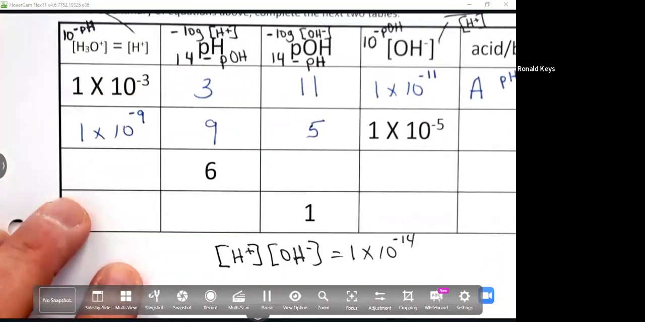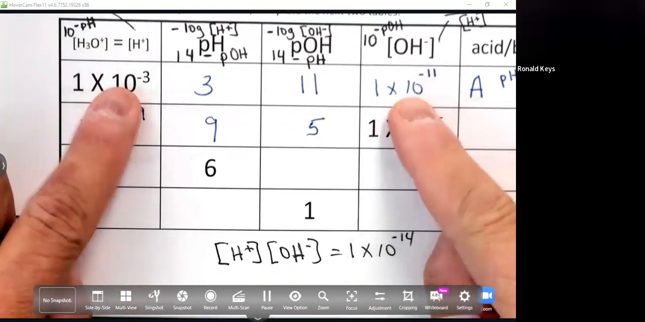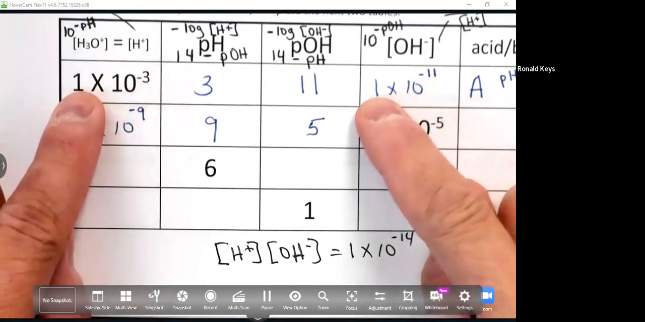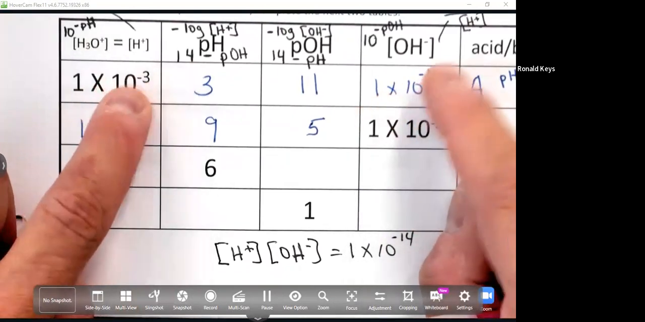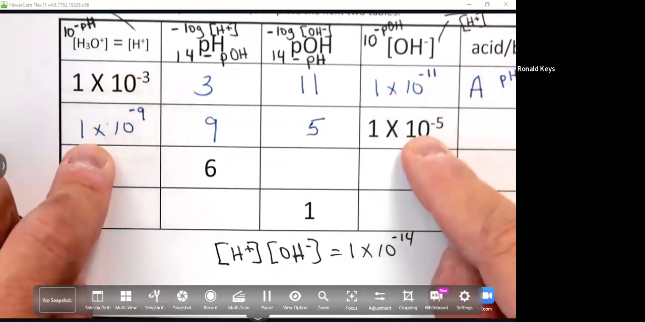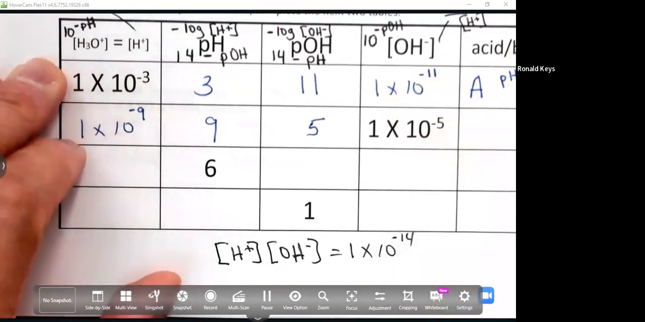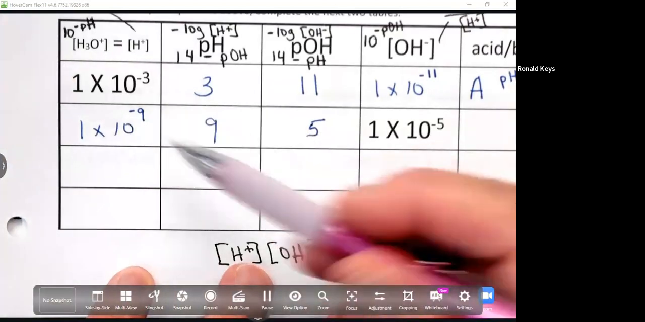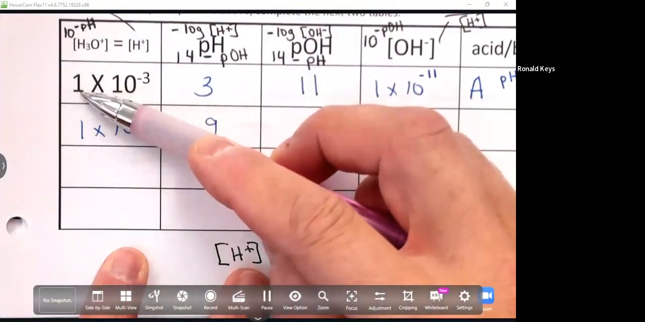If I look at these first two columns I did, this times this, 1 times 1 is 1, and 10 to the minus 3, minus 11, gives minus 14. When we're multiplying, we are adding exponents. Well, this pattern works provided this number is a perfect 1.